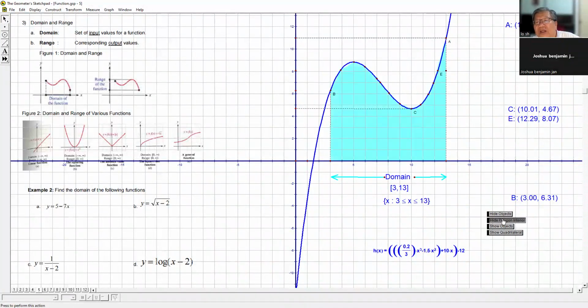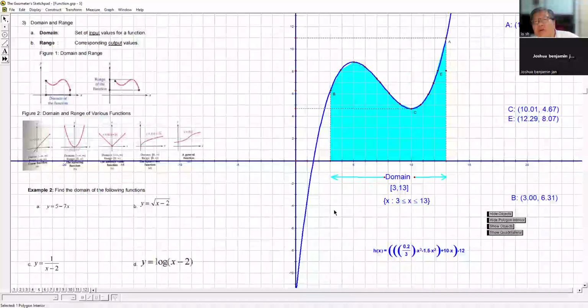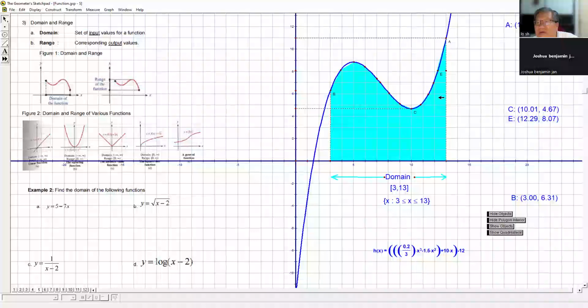I switch on the torchlight. My torchlight is blue color. So that means you can see clearly this part of the curve. The domain is from here to here, from here until here, from 3 until 13. This graph.